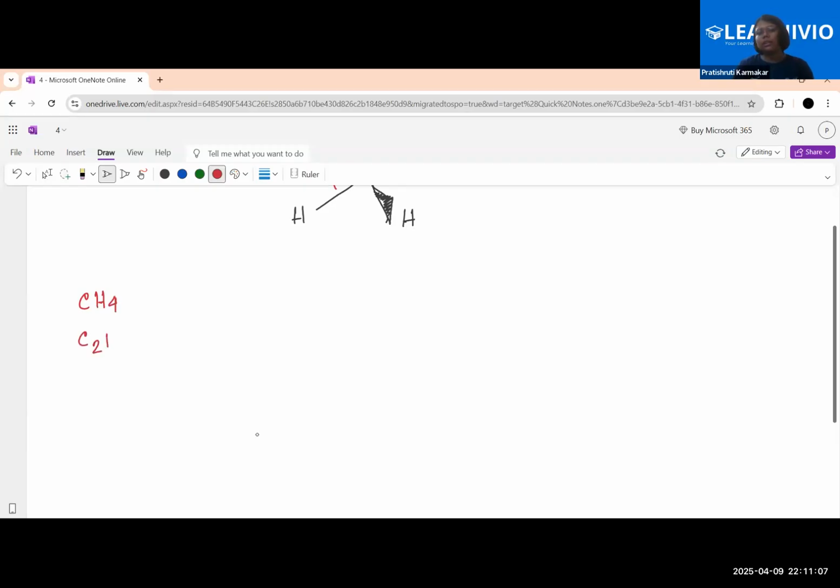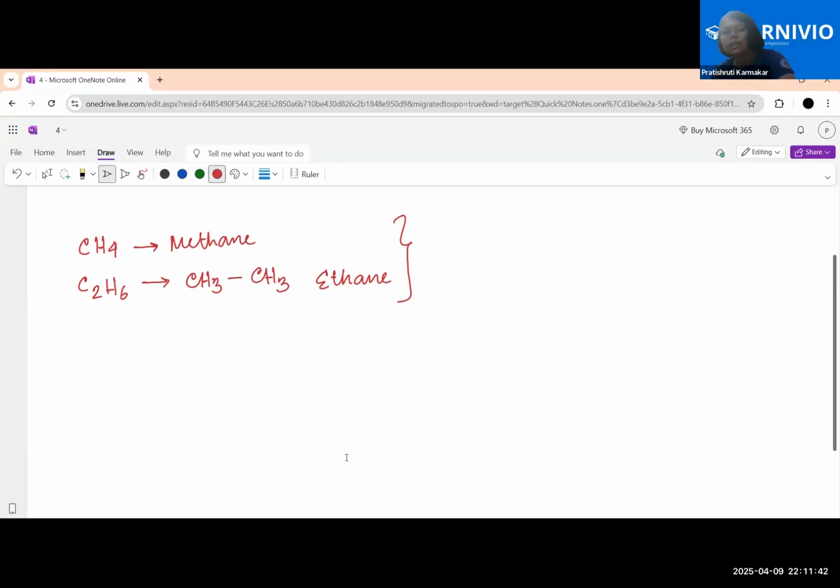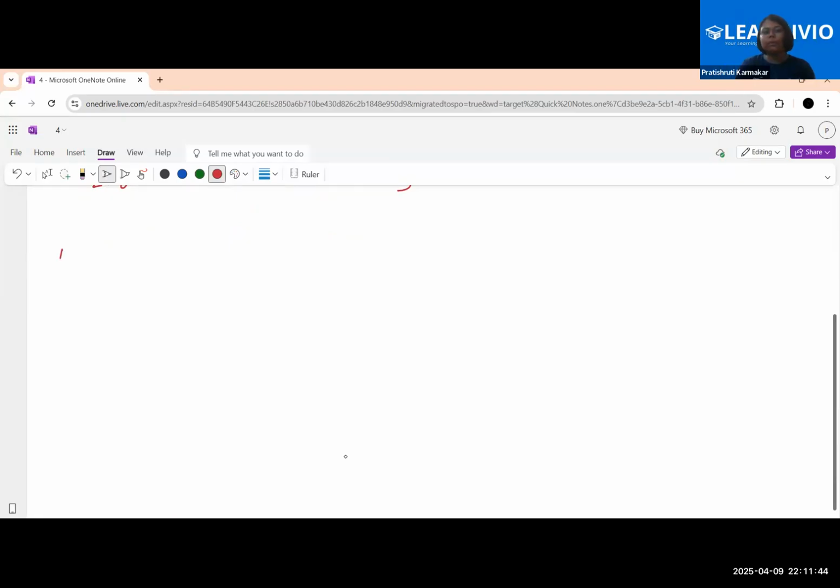Now what will we call this? C2H6, or if we write it in an extended way, CH3-CH3. What do we call it? This one is ethane. And what is the common name for all of these, where carbon and carbon are singly bonded? Alkane.